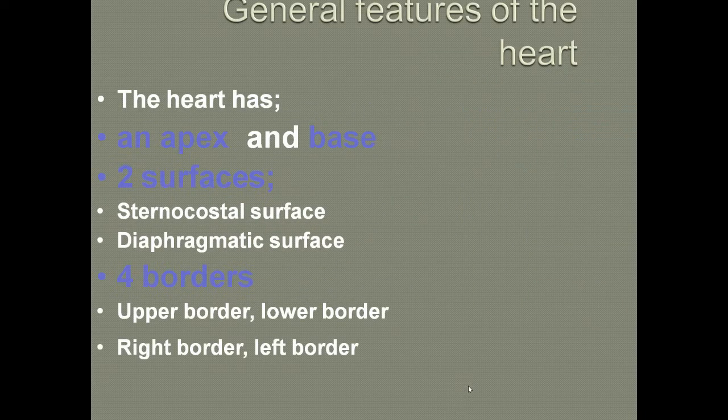Heart has an apex and a base and two surfaces. One is the sternocostal surface and the other is the diaphragmatic surface, and four borders: upper border, lower border, right border and left border. So these are the specific features that the heart has: one apex and base, surfaces, that is sternocostal and diaphragmatic surface, and four borders.